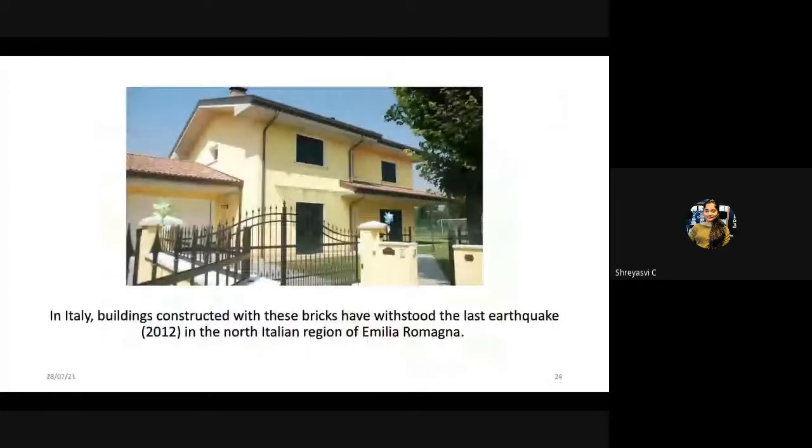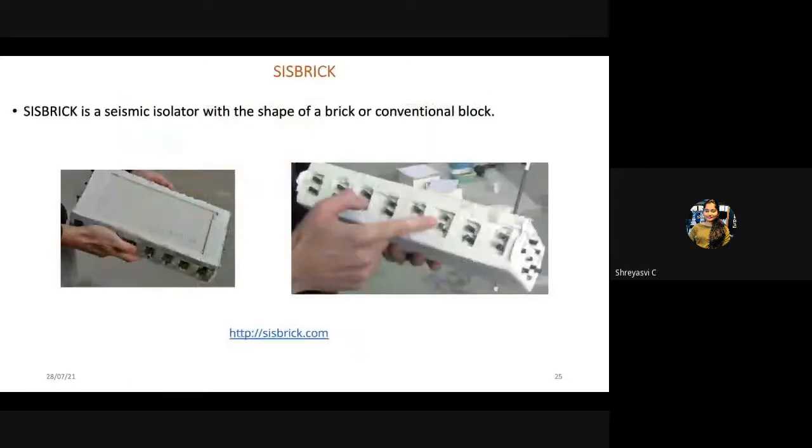So this is the structure which was actually constructed. This one is in Italy, but they have also constructed buildings in Croatia, Romania, and Slovenia, and this technology has been really successful, especially in Europe, and maybe they will come to India soon. This structure lasted the Emilia-Romagna earthquake, which happened in 2012. So this was one of the viable options for improving the seismic resistance of an unreinforced masonry building. Another one is SISBRIC.